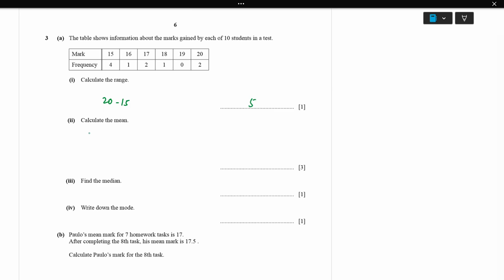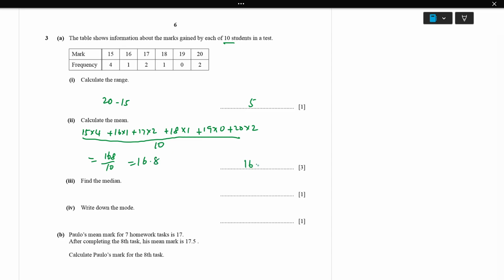Next, to calculate the mean. For the mean, we first multiply: 15 times 4 plus 16 times 1 plus 17 times 2 plus 18 times 1 plus 19 times 0 plus 20 times 2, over the total frequency, which is 10 students. So we get 168 over 10, which is 16.8. The answer is 16.8.